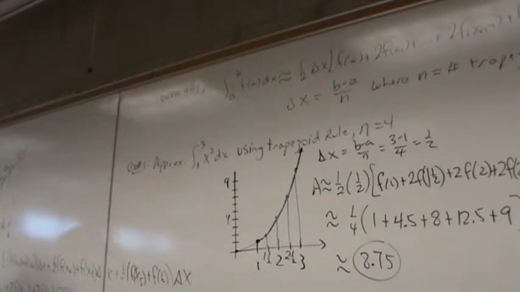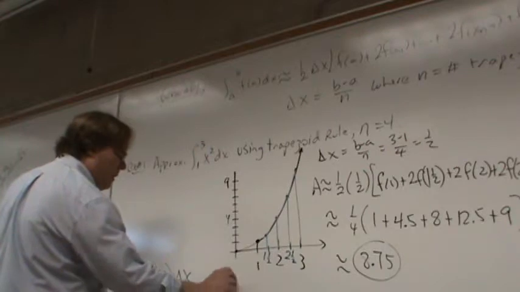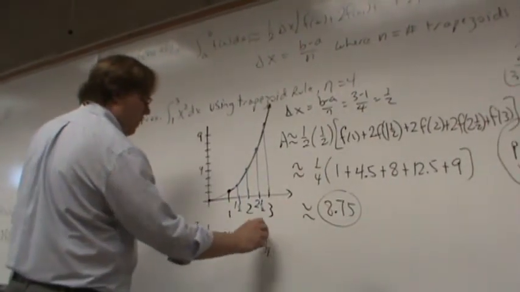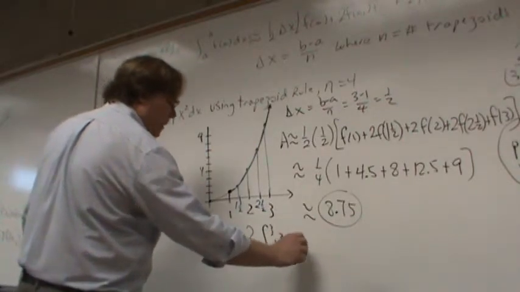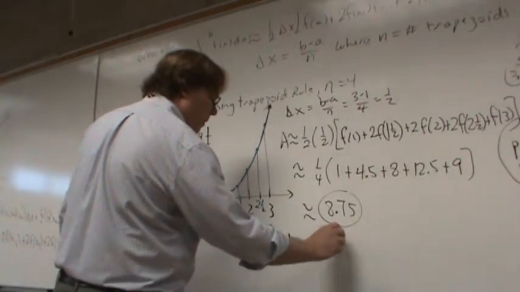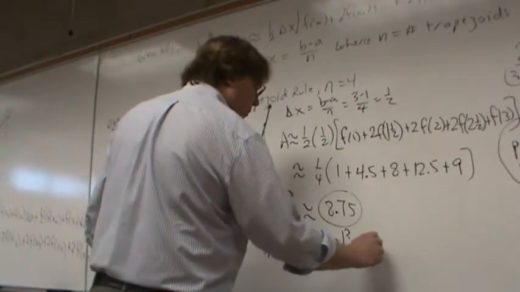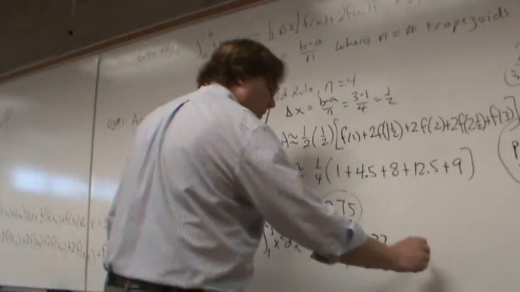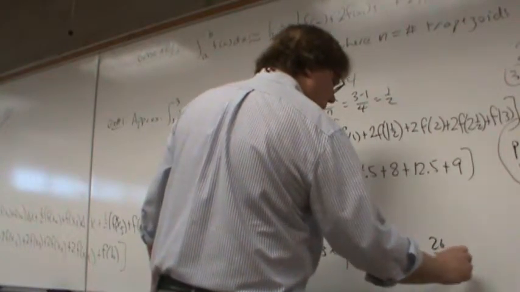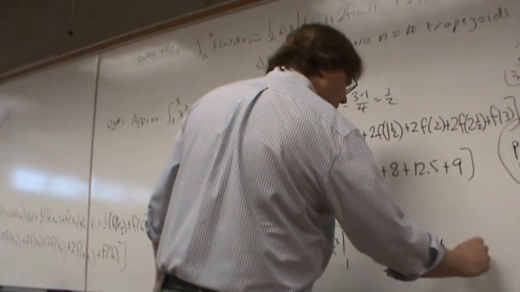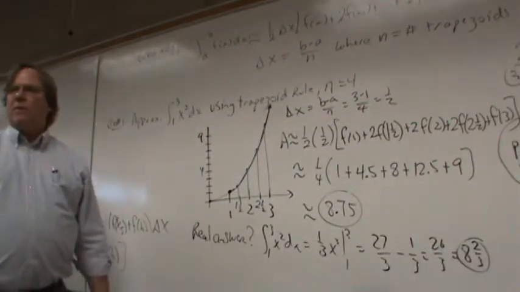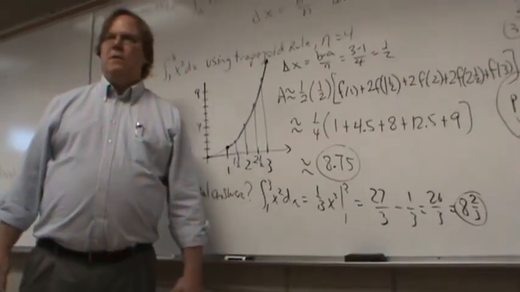Okay, well, hey, let's do another one. Oh, by the way, what's the real answer? Well, it's going to be the integral from 1 to 3 of x squared dx, which is 1/3 x to the third evaluated from 1 to 3. So it's 27 over 3 minus 1 over 3, which is 26 over 3, which is 8 2/3. So I think that's pretty close. 8.67 versus 8 2/3.